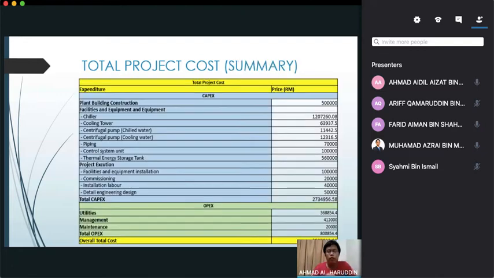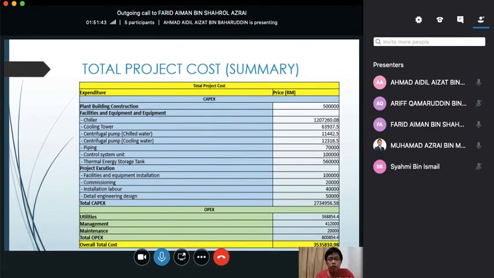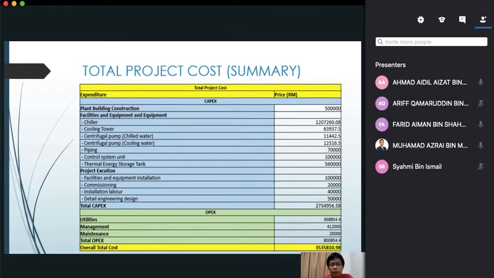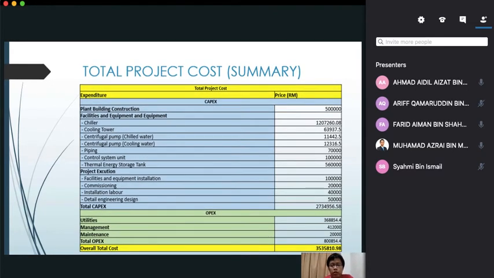Lastly, for this project costing, here is the project cost summary, which is a summarization of capex and opex. The blue section is the capex with its details, as just stated before, and the opex is the green color. And lastly, the overall total cost is the total project cost for this project, which requires around 3,535,810.98 cents. That's all. I will pass the floor to the next presenter.